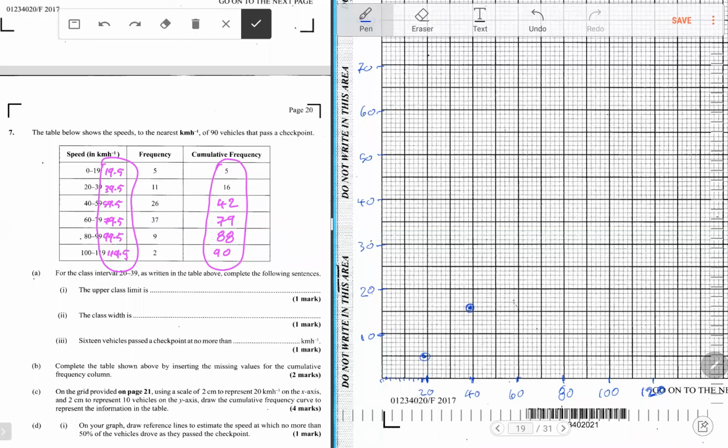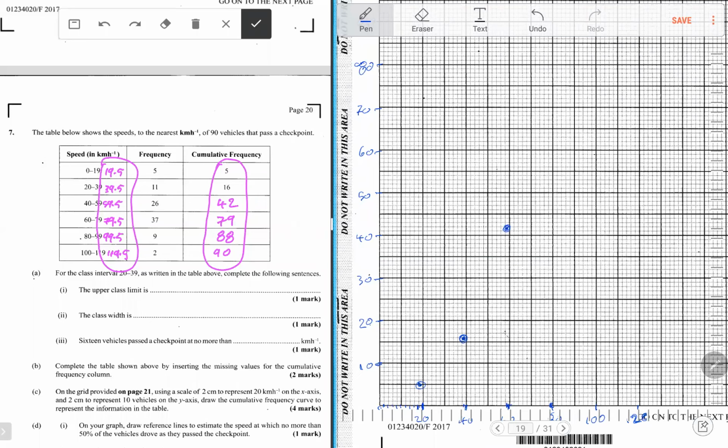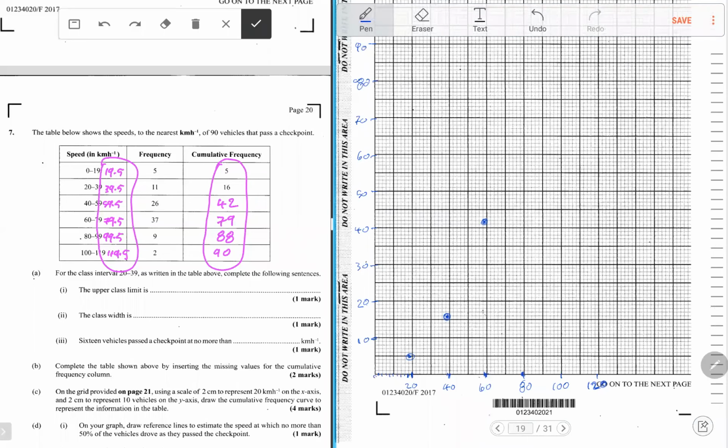The next one is 59.5, going up to 42, which is right here. The next one, 79.5, going up to 79. Let's make it small so we can see. 79.5 going up to 79, which is right here.